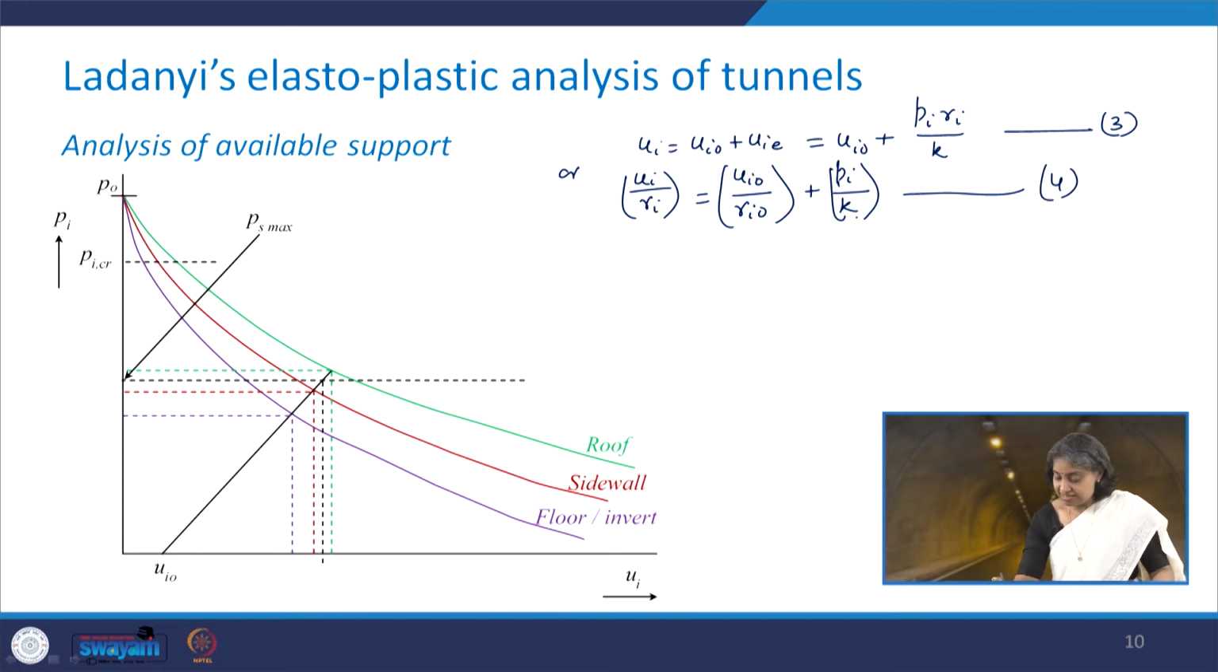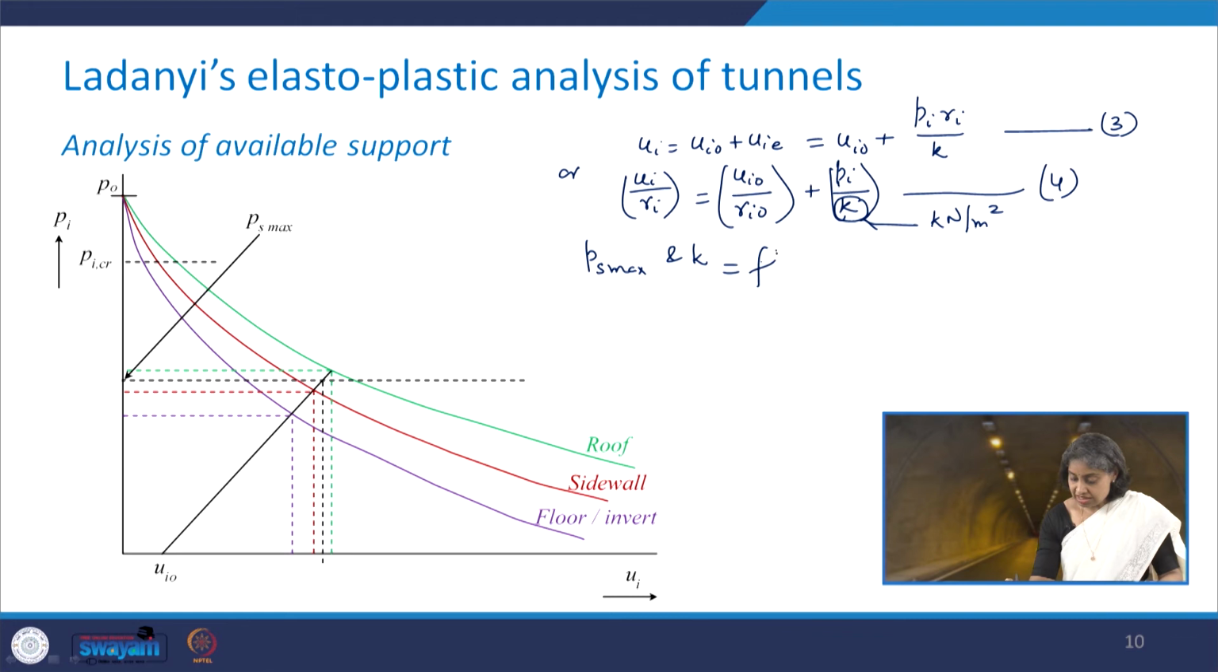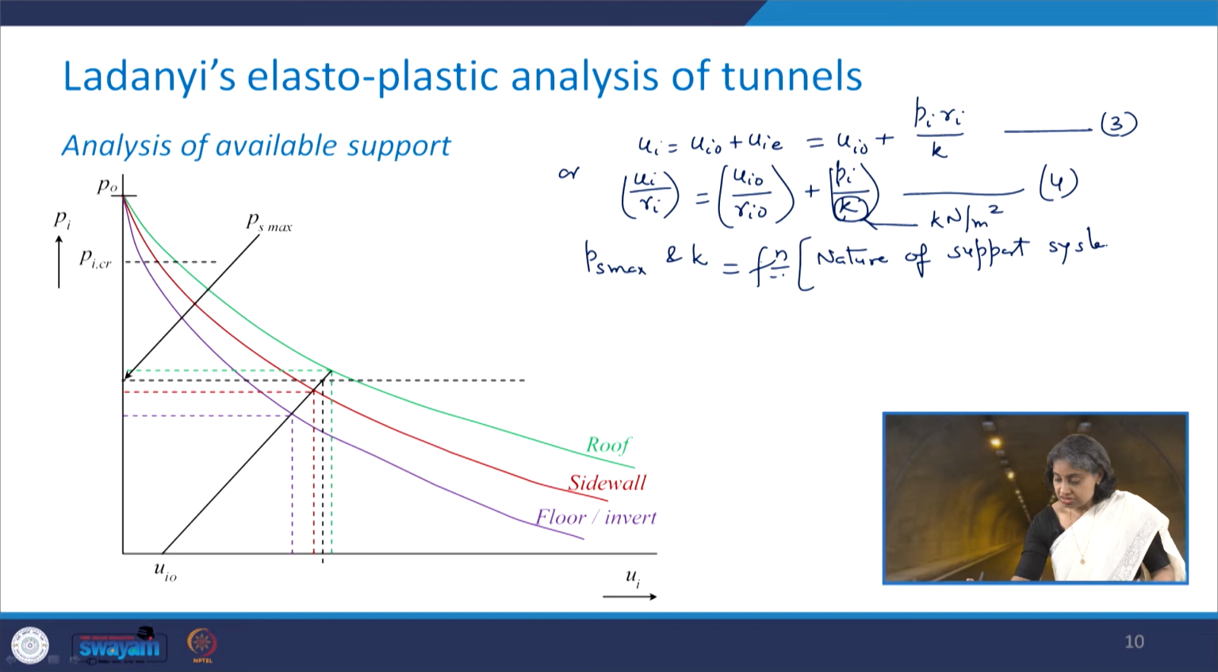So basically this K here is in kilonewton per meter square, and you have this Ps max and K as a function of the nature of the support system, its geometry, and the mechanical property.